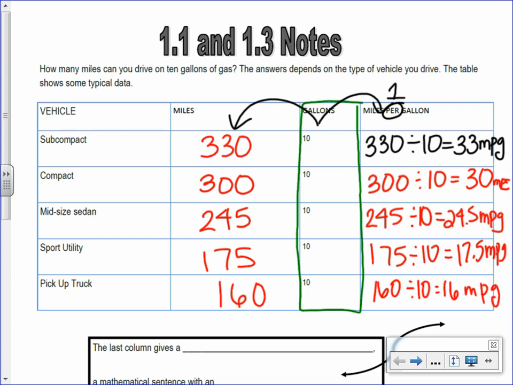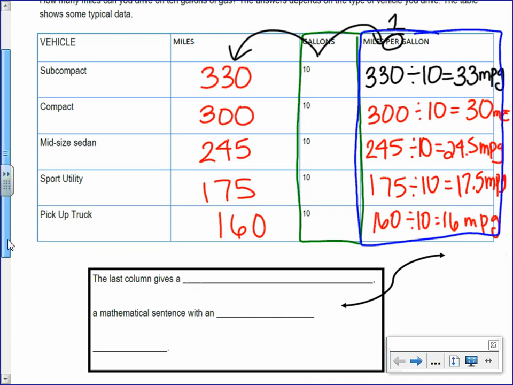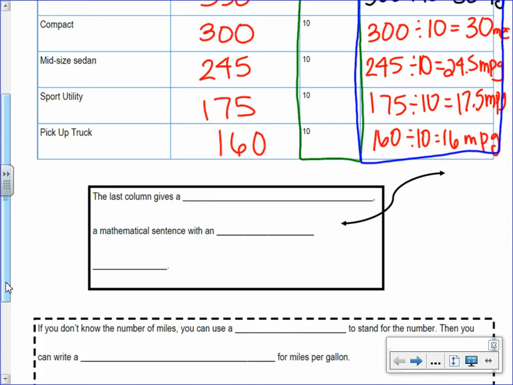All right, so basically we've taken what we know and we've created what we call equations. We have all the information we need in order to solve or to get an answer, which is why it's an equation. So the last column gives you a numerical. The reason we call it numerical is because it has numbers.